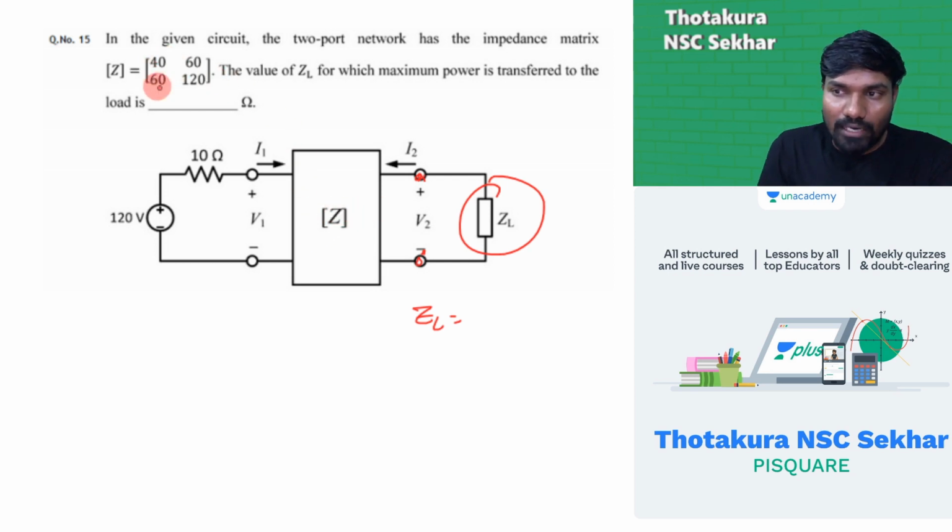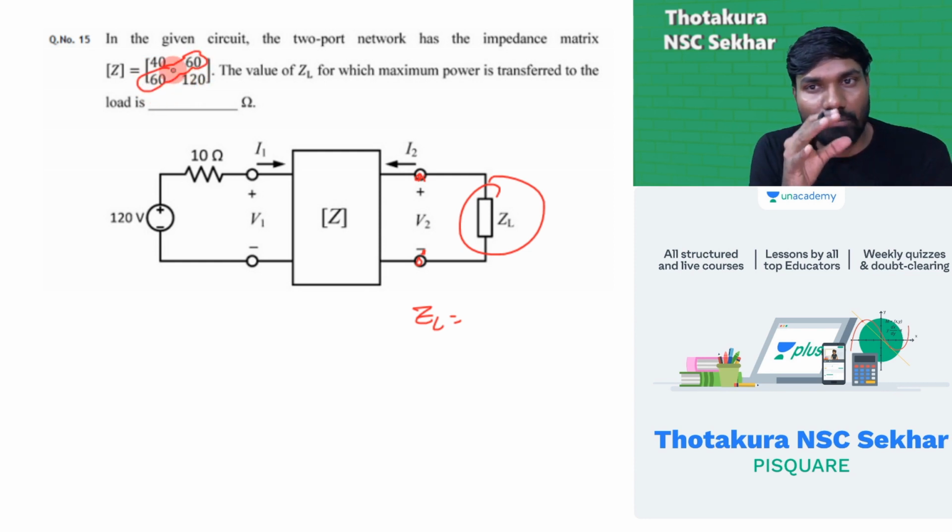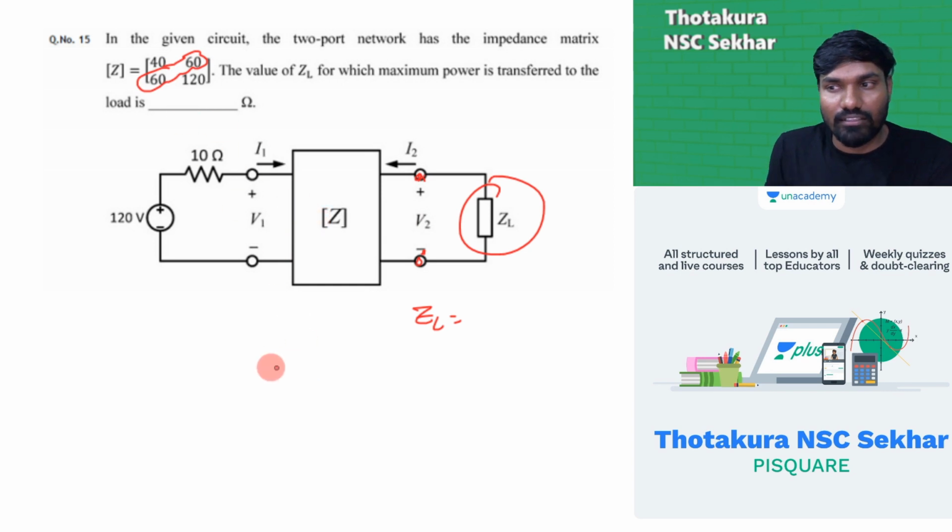But from this matrix I can say this is a reciprocal network, because Z12 is equal to Z21. This is a reciprocal network, we can clearly say that. For a reciprocal network, what is the equivalent diagram for Z parameters? T network. I can replace the Z network with a T network because it is clearly reciprocal.